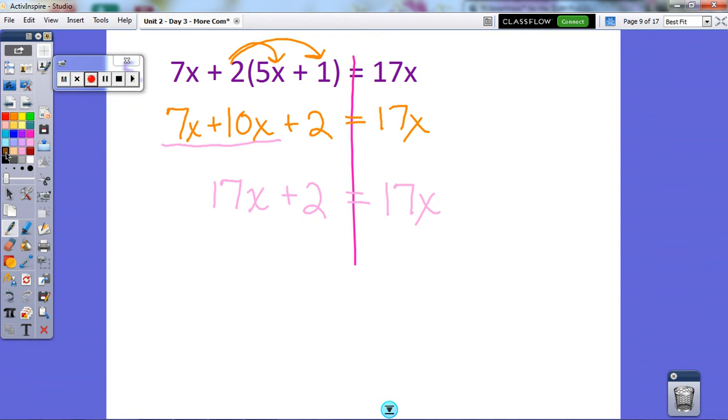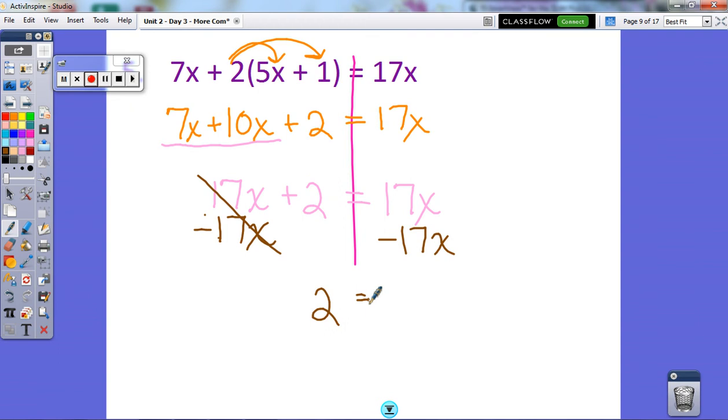Now, some of you that are my big scale thinkers are looking at this problem and going, something weird's going to happen. Guys, I have to get all my variables on one side, right? So from this line, if I want to move this 17x, right now it's a positive. Don't I have to subtract it to get rid of it? So I'm going to minus 17x. But whatever I do to one side of the equal sign, I have to do to the other side of the equal sign. So 17x minus 17x, hey, that's 0. So I get a 2 equals.